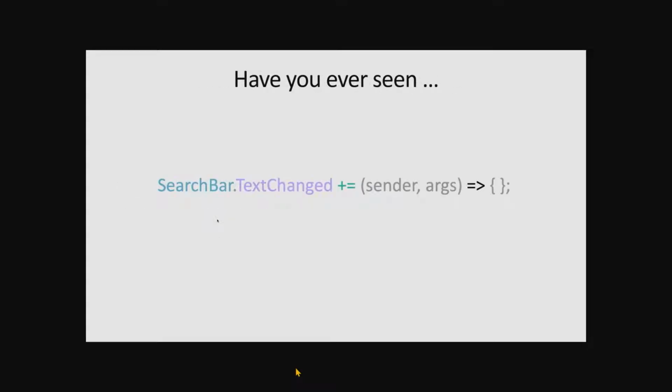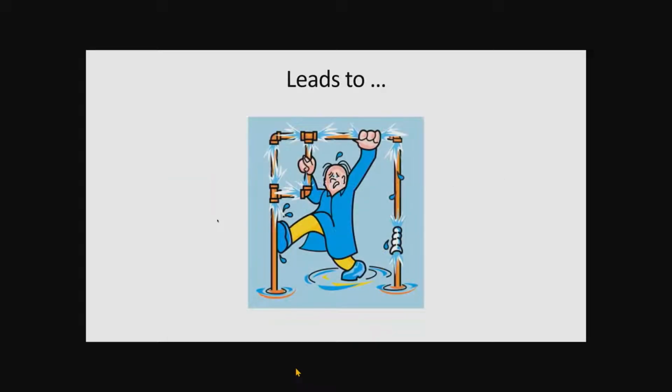So how many of us have ever seen this? This is a basic Xamarin search bar with a text changed event handler, and we're providing it some delegate. The problem is that the delegate isn't cached. So if the delegate isn't cached, you can't properly dispose of the delegate. And because there's no explicit reference in memory to the delegate, the garbage collector won't reclaim that memory. So what happens? It leads to memory leaks.